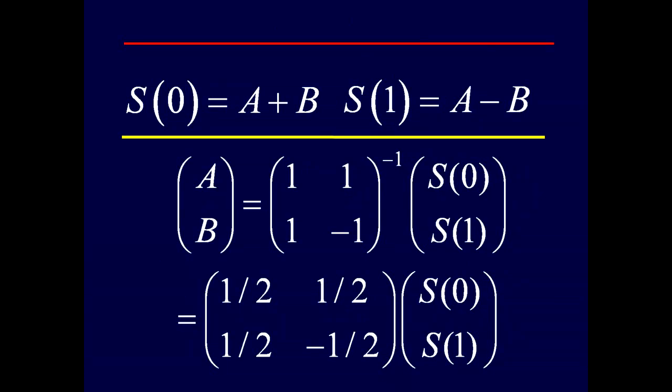But mathematically, what's happening is, this matrix here, if you put it on the left side of the equation, it's going to be this matrix times A and B as a vector, equal to the measured signal. So how do you calculate A and B? Well, you just invert that matrix here. That matrix inversion is here, so it's easy to figure out. So in this case, A is basically the signals added together and divided by 2. B is, you know, subtract them and divide by 2. Okay, simple enough.